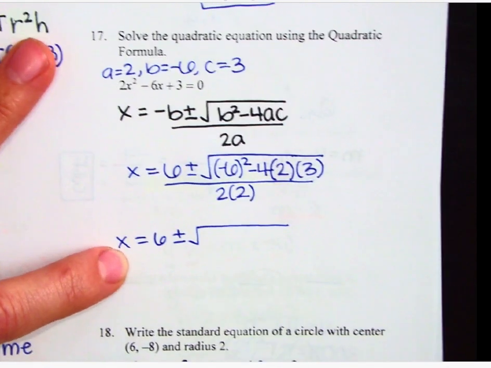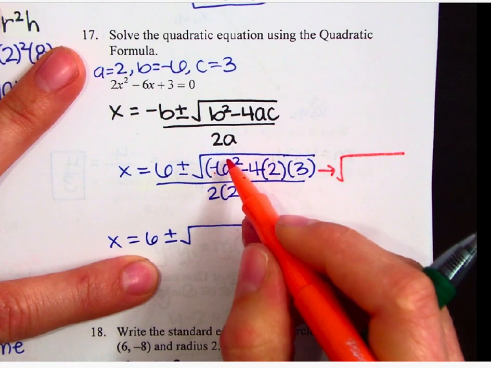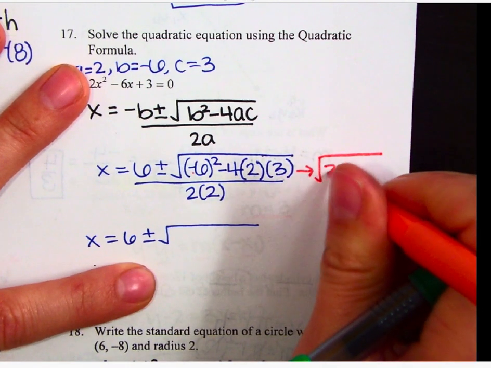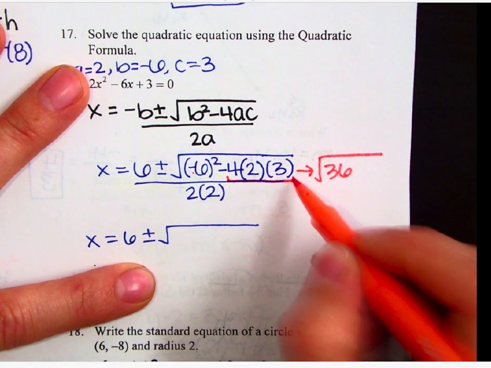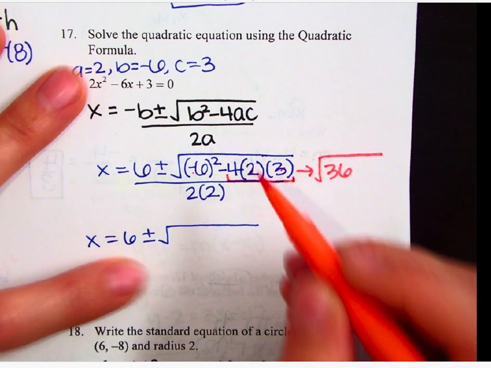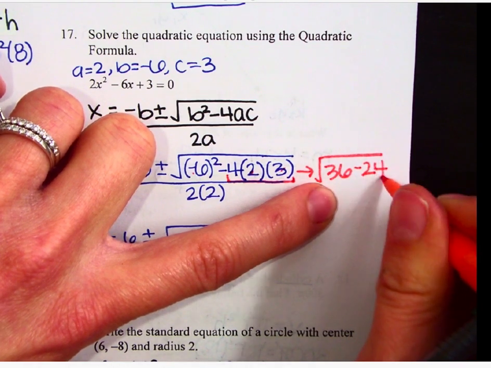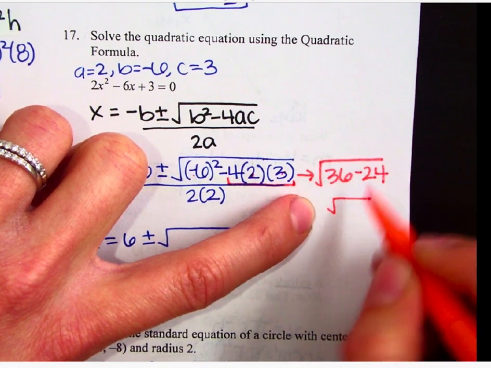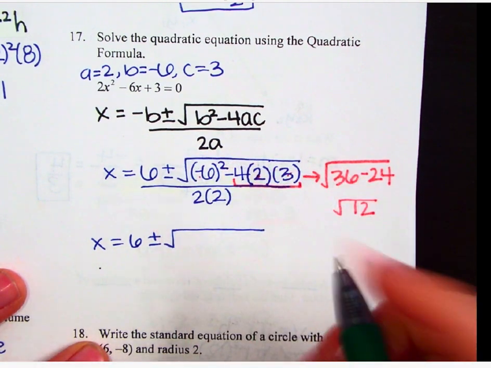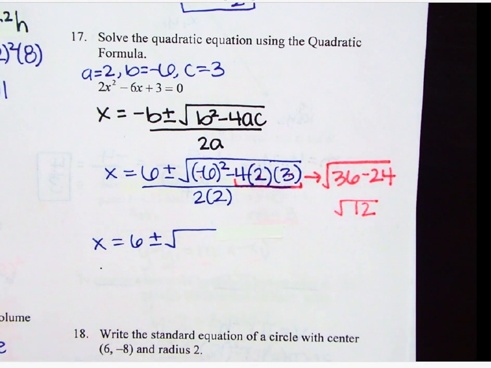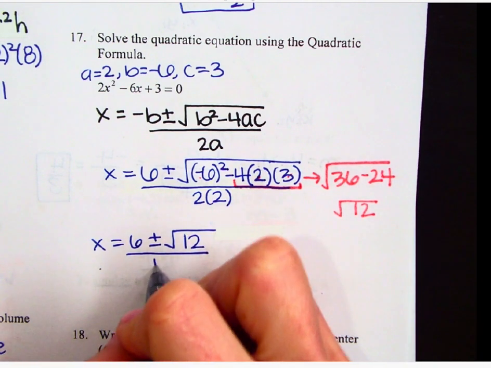Underneath the radical, I'm going to show the work over here. We get negative 6 squared, which means negative 6 times negative 6, that's 36. Then right here, we have multiplication of 3 numbers. Negative 4 times 2 times 3. Negative 4 times 2 is negative 8, and negative 8 times 3 is negative 24. And then subtracting 36 and 24 gives us 12. So when I simplify everything in this square root, I end up with just the square root of 12. And we're dividing all of that by 2 times 2, that gives us 4.